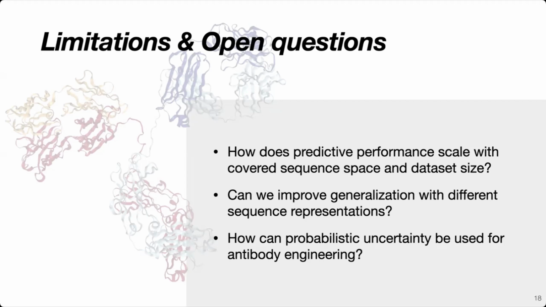I know people have used language model embeddings for this task, with more or less success, but that's something to think about. And since we use Gaussian processes, these are probabilistic models. I'm also curious whether we can actually use probabilistic uncertainty for antibody engineering, and how we can use this. Because when I did some small preliminary analysis, I was not able to find an interesting enough correlation from those uncertainty estimates that come out of the Gaussian process predictions.